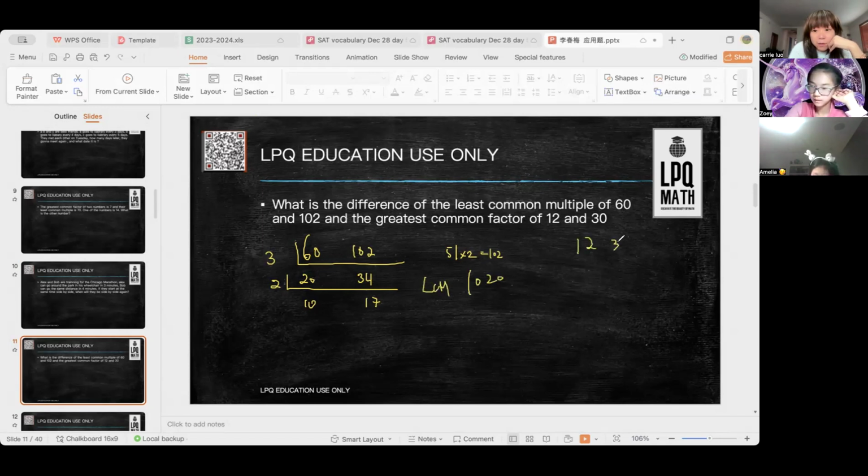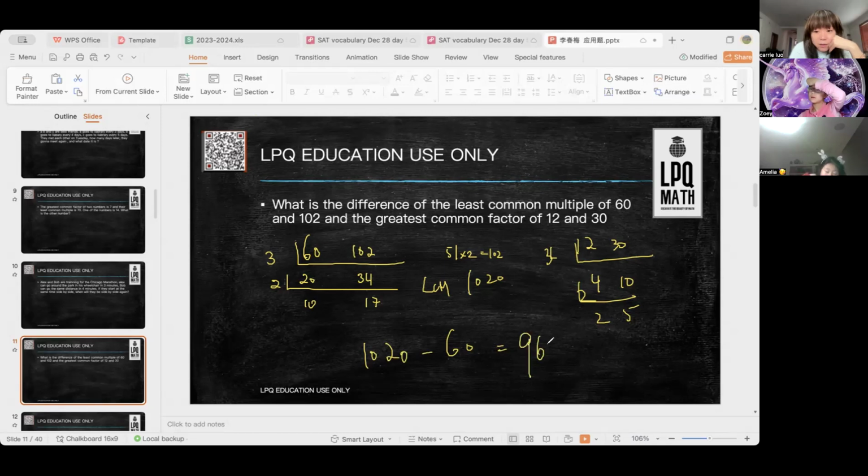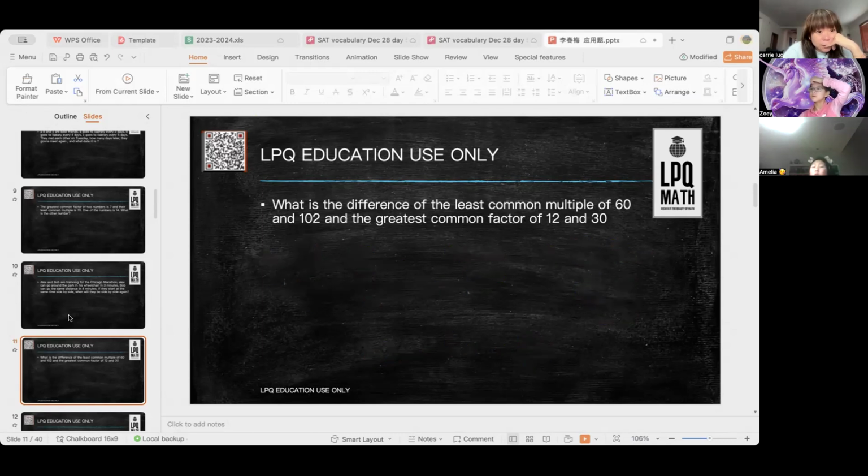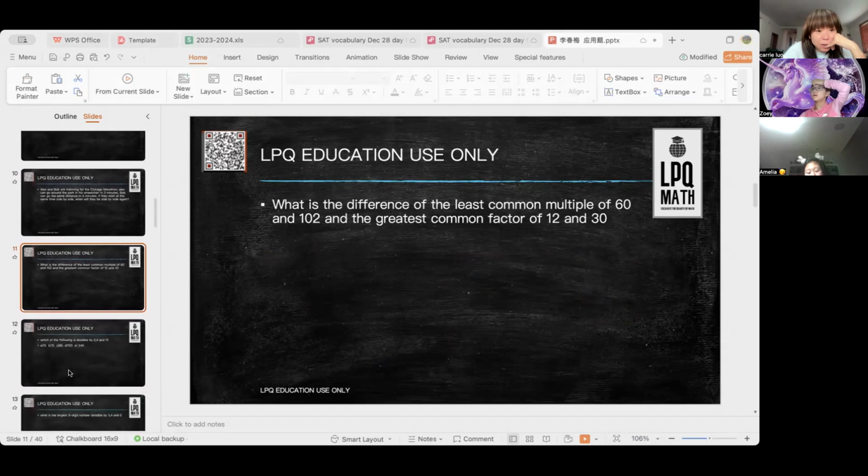Now we find out the greatest common factor. So 3. So 4 and 10, 2, 2 and 5. So the answer is 60. So basically just using 1020 minus 60 equals 960. Get it? Okay, so remember, we have to understand the question really, really clearly, okay?